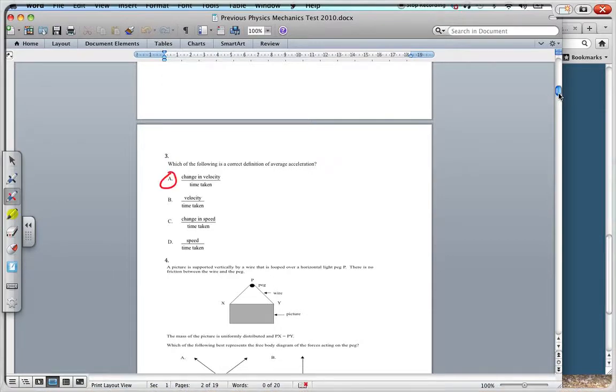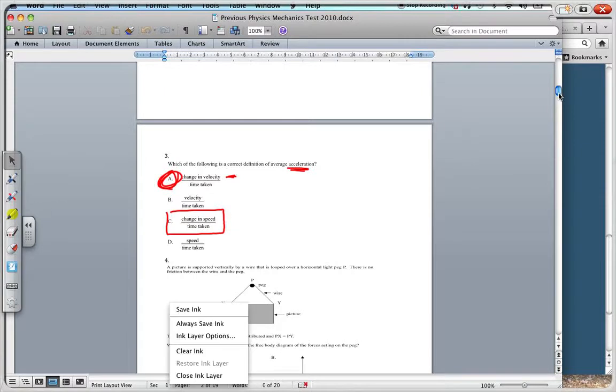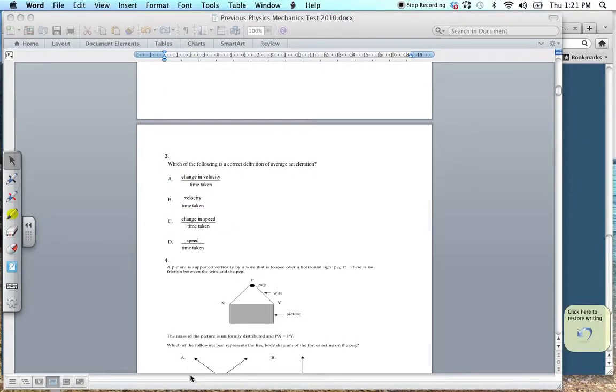I mean, the next best would be your change in speed, but generally acceleration is taken as a vector, and so we'd be looking at the vector quantity. Acceleration can be a change in direction of the velocity, not necessarily just a change in magnitude, as C would be. So A is your correct answer for that one. Going down here, question 4.